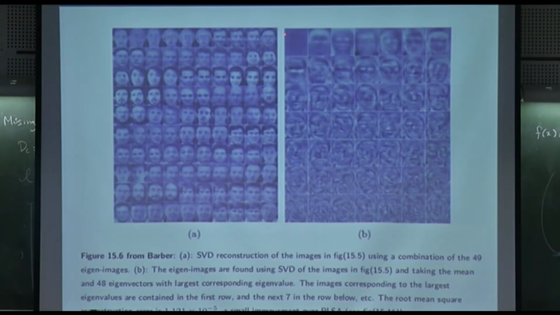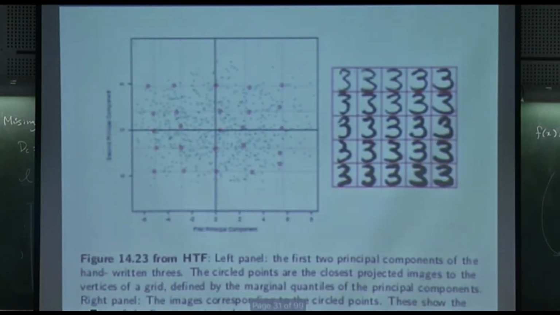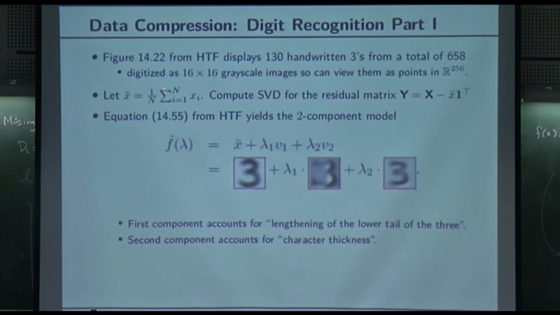7 times 1, 2, 3, 4, 5, 6, 7, 49. So this one is the mean. So take 48 eigenvectors. Remember, for all of these things, what you first have to do is remove the mean and then do the SVD on the residual one. You want to do the SVD of the noise, not the mean. So the mean is taken out and everything else you do the SVD on the residual matrix.